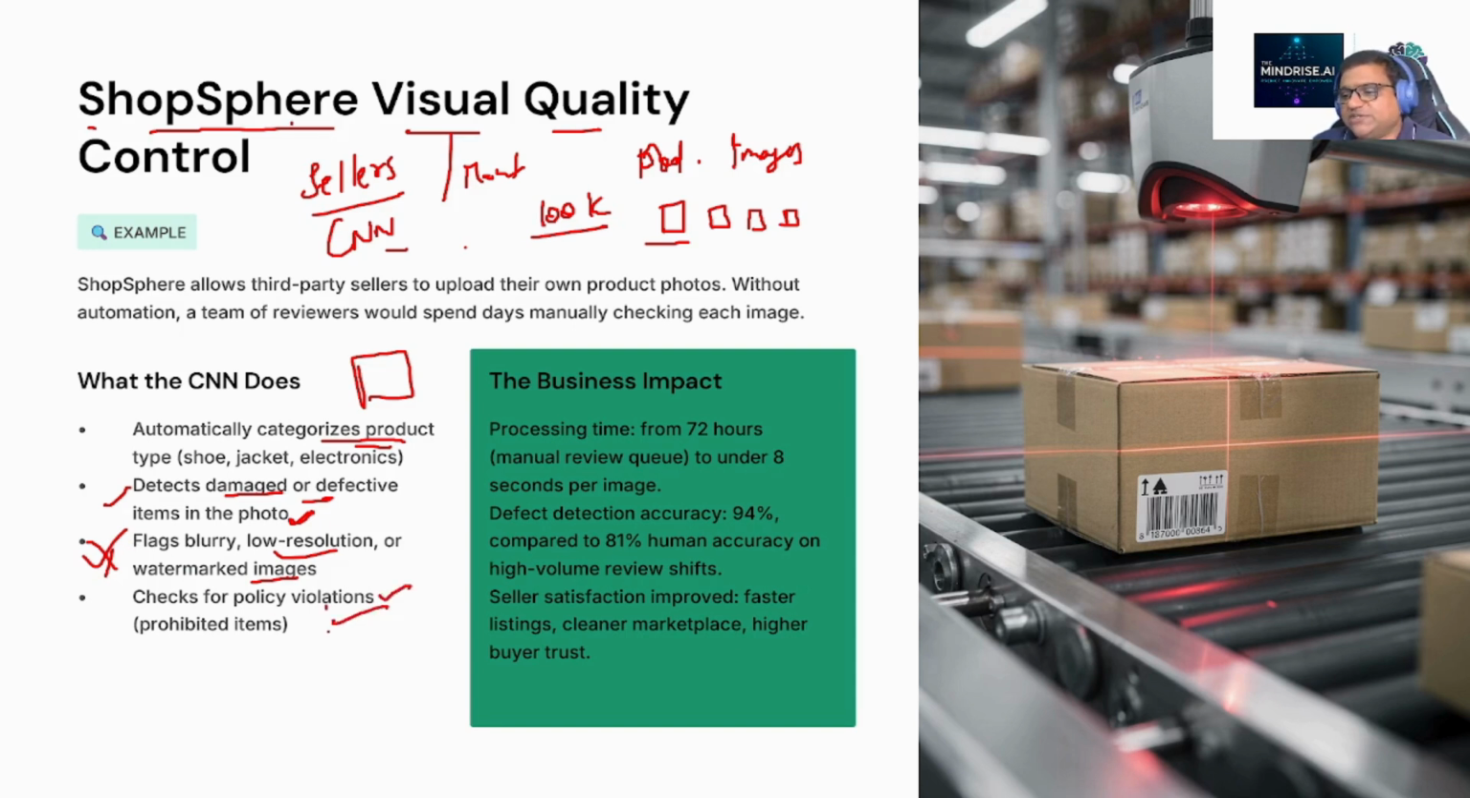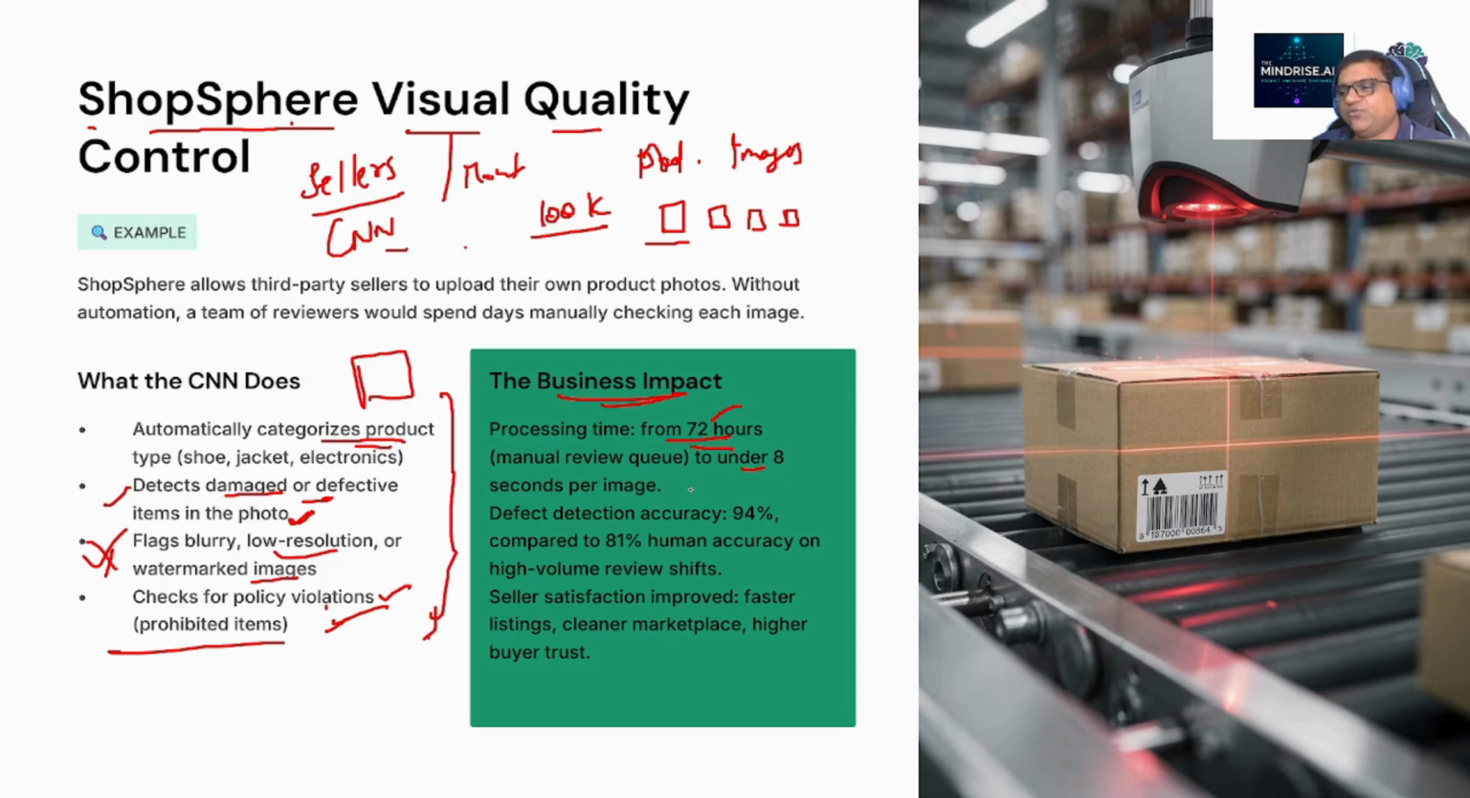If there is any policy violation or prohibited item, for example, some items are prohibited, those sorts of things can be easily validated during placement when sellers want to place their products on shopspear.com. What is the business impact? You reduce the time from about 72 hours for one product to 8 seconds per image.